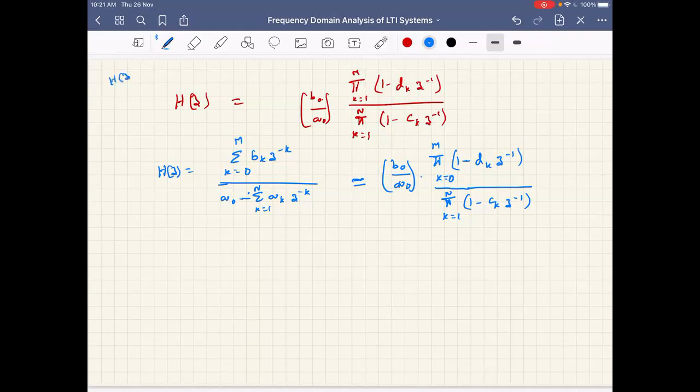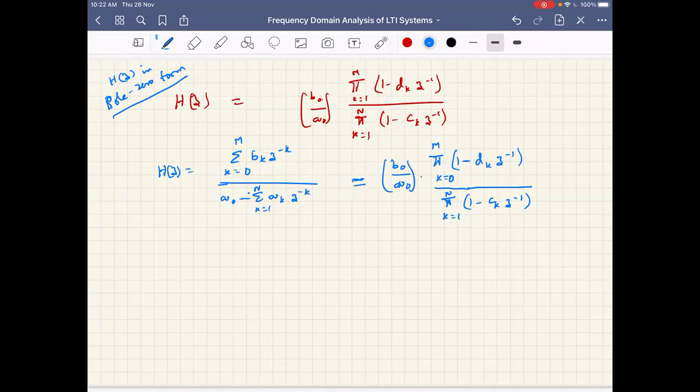So these are the equivalent and general representations for the system function or the transfer function, H of z, in pole-zero form. You can consider this as pole-zero form because we can readily see what the poles and zeros are from here.